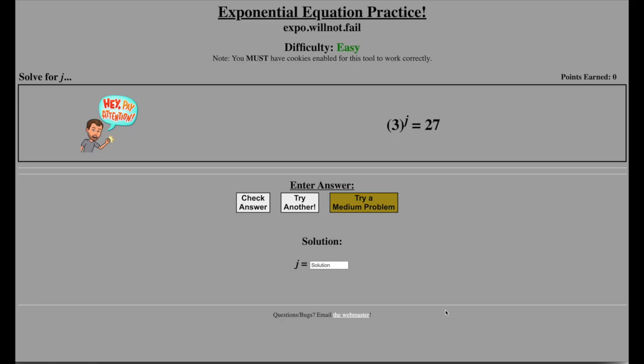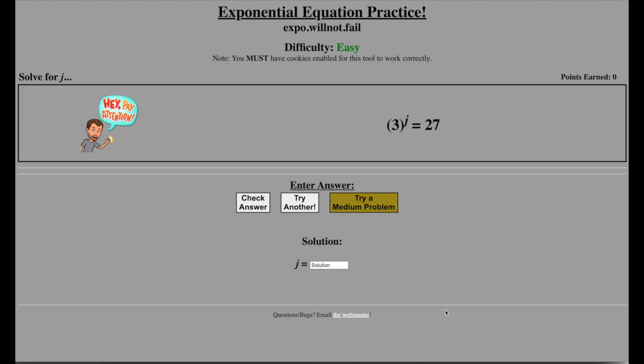Okay, so the goal here is you're going to be given an exponential equation, an equation in which the variable is in the exponent. There are varying difficulties. As of the time I'm making this video, I have easy and medium problems, and the goal is eventually to add hard problems. Your goal is to solve for J, or whatever the letter is, and you want to be able to get it correct within 3 guesses.